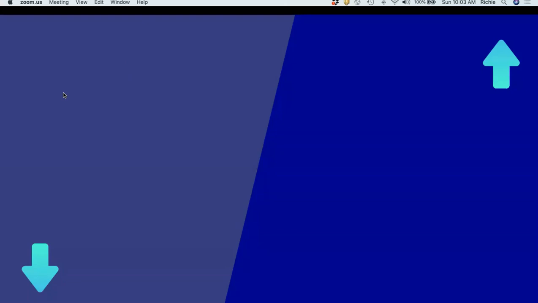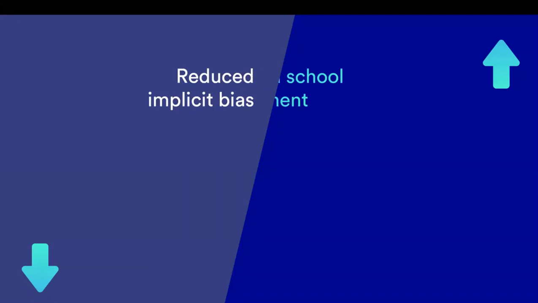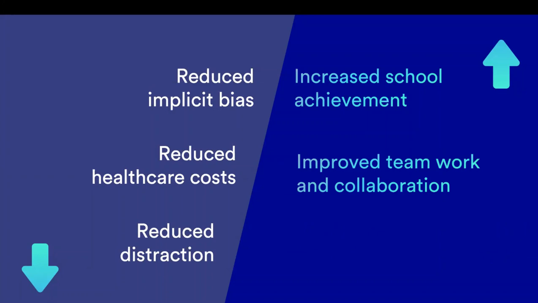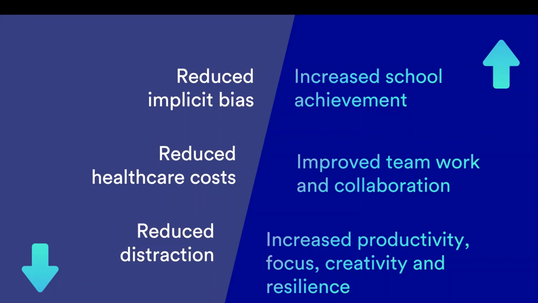We can reduce implicit bias. We can increase school achievement. We can actually reduce healthcare costs. We can improve teamwork and collaboration. We can reduce distraction, and we can increase productivity, focus, creativity, and resilience.